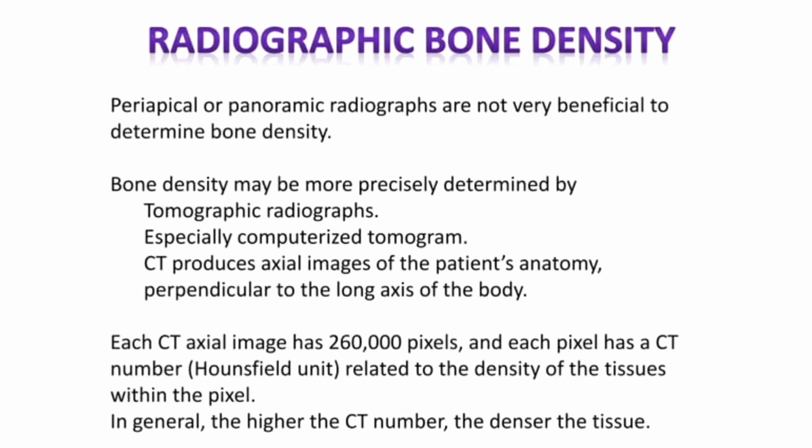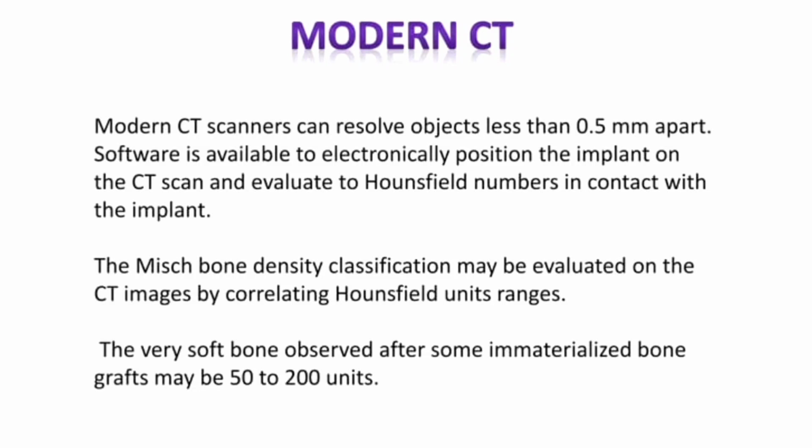Especially computerized tomogram, CT produces axial images of the patient's anatomy, perpendicular to the long axis of the body. Each CT axial image has 260,000 pixels, and each pixel has a CT number, Hounsfield unit, related to the density of the tissues within the pixel. In general, the higher the CT number, the denser the tissue. Modern CT scanners can resolve objects less than 0.5 mm apart.